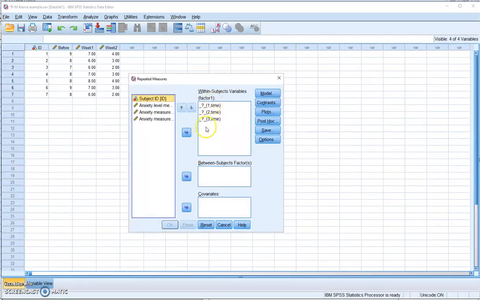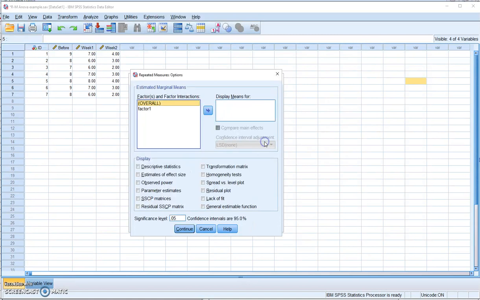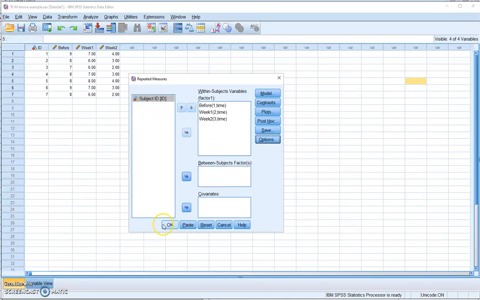And you have time 1, time 2, time 3. We know time 1 is before, time 2 is week 1, and time 3 is week 2. So I'm going to bring them over. This is how I get my repeated measures here. Remember, we want to ask for descriptive statistics and estimates of effect size. Then just click OK when you're ready.